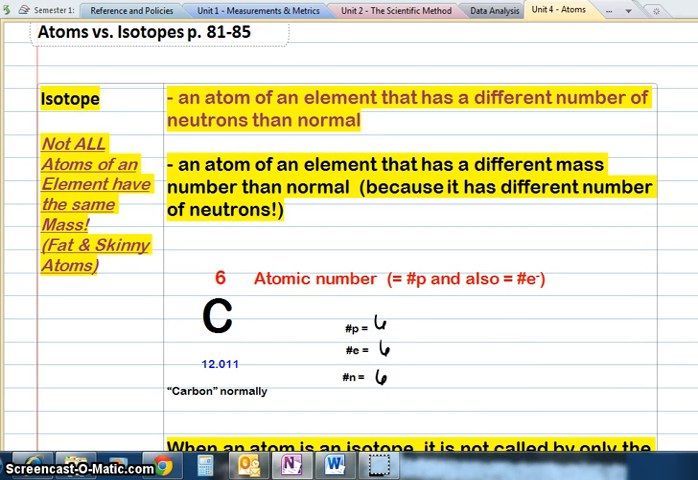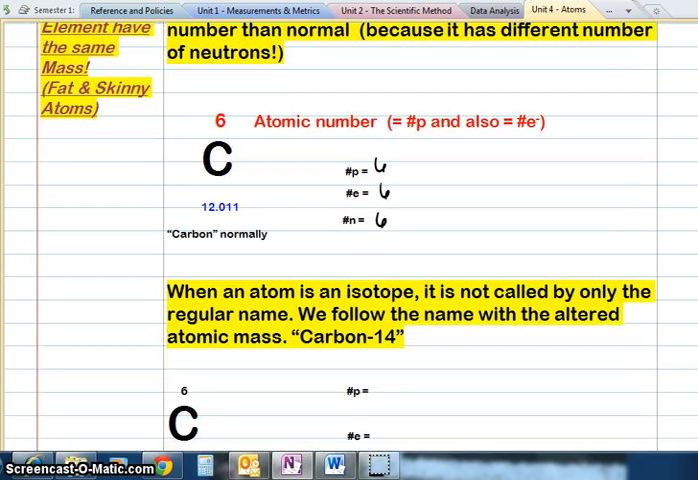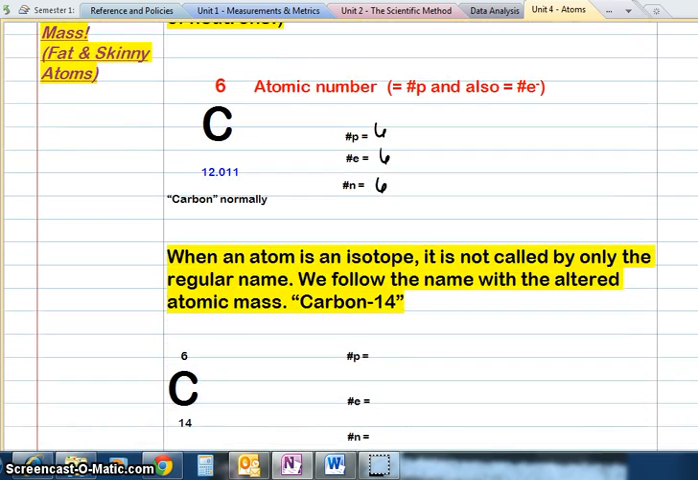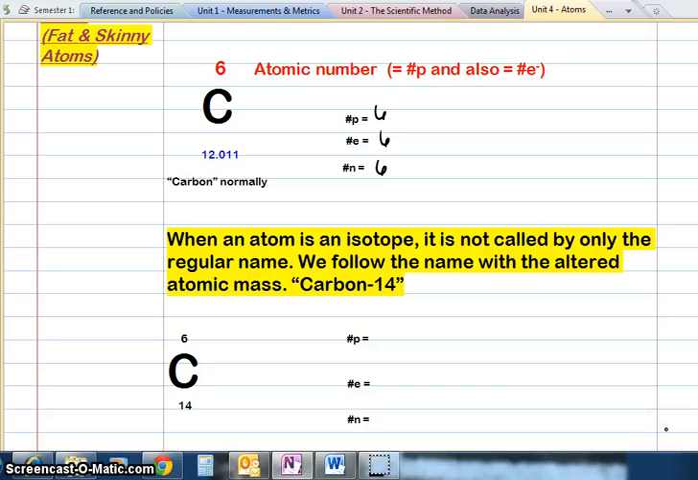This is carbon. Normally, it's an atom. The positives and the negatives are equal. If it is an isotope, we wouldn't even call it carbon anymore. We'd call it carbon-14, and this 14 is the new mass number. So this carbon has a mass number of 14 instead of 12. We still have 6 protons, 6 electrons, but now we have 8 neutrons.